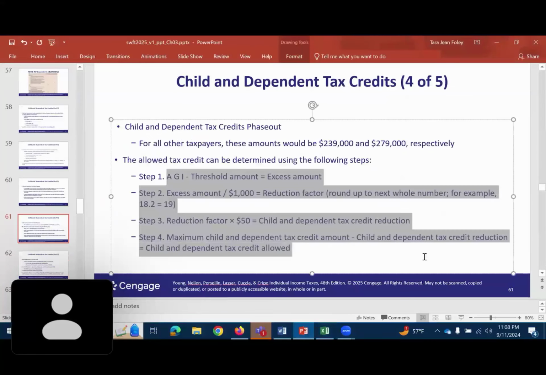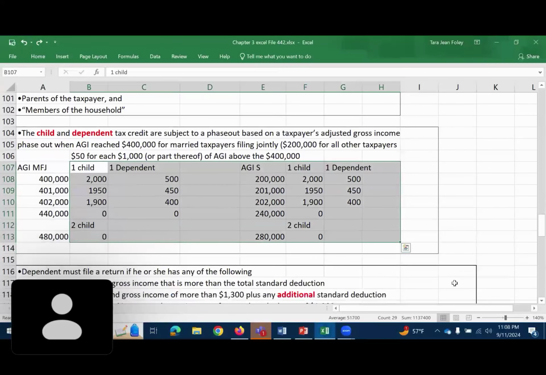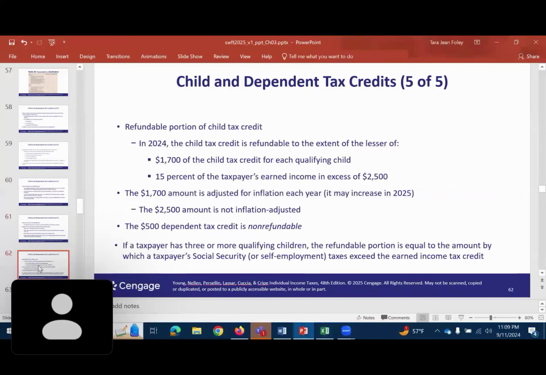And then there's another calculation, this is the calculation right there. Okay. The refundable portion of the child tax credit.